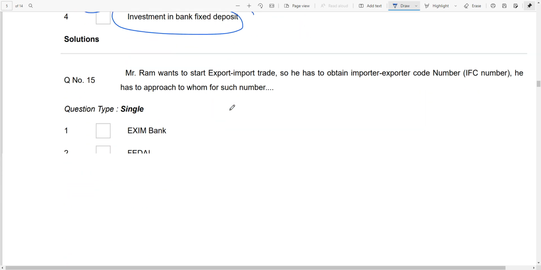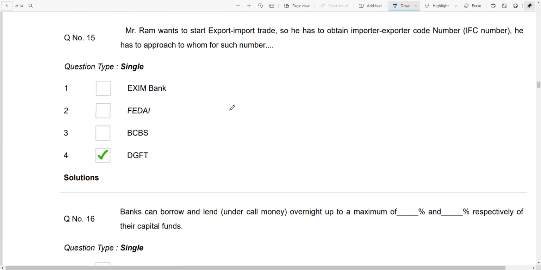Question number 15. Mr. Ram wants to start export import trade. So he has to obtain importer exporter code number, that is called IEC number. He has to approach to whom for such number?